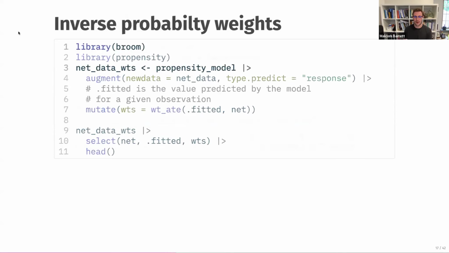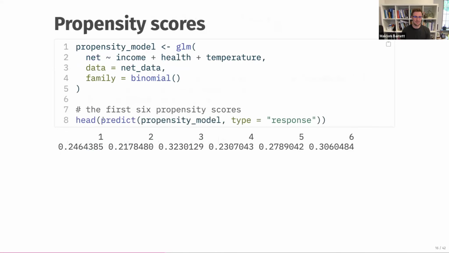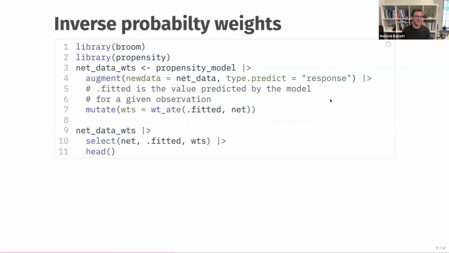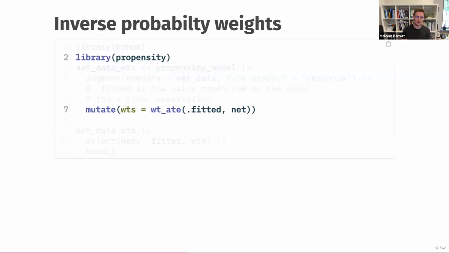But let's do a little bit of wrangling. I like to use the broom package for this. Of course, as we saw here, good old base R has great ways of extracting these probabilities as well. I like using the broom package because it can help me work in data frames. So we're going to take that propensity score model and acquire the predictions from that model. And then we're going to calculate a type of weight, an inverse probability weight, so an inverse probability of receiving the treatment, nets. And this particular weight is called an ATE weight, an average treatment effect weight.